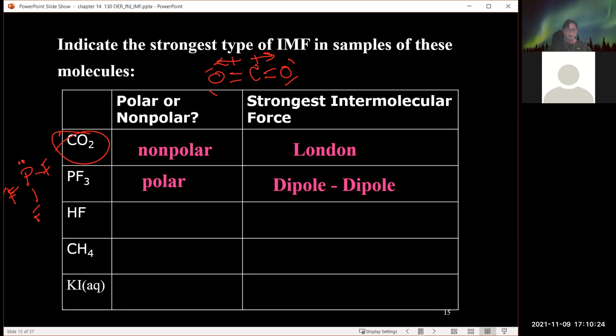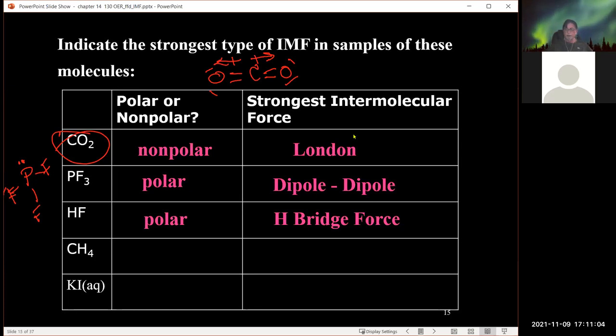We have HF. With two different atoms, no question, it is polar. But now, as we did with the previous one, it's not London, obviously, and it's not ion-dipole. So we have to decide dipole-dipole or hydrogen bonding. The fact that you have hydrogen bonded to fluorine tells you it's not dipole-dipole, but it is hydrogen bonding force because it's hydrogen bonded to fluorine.